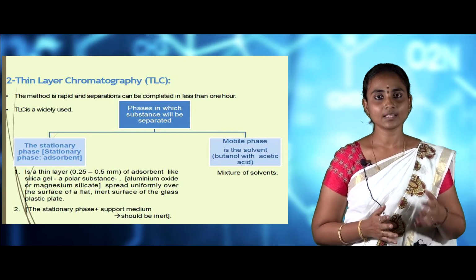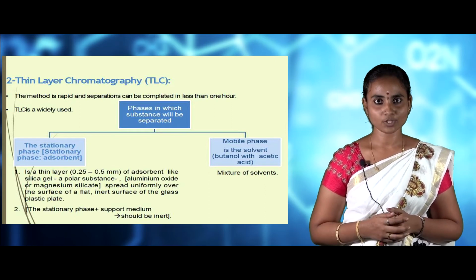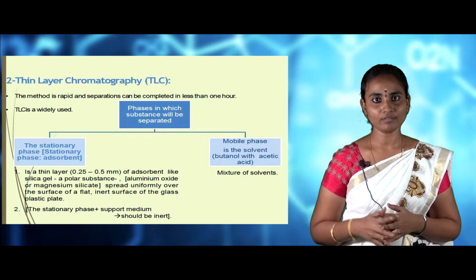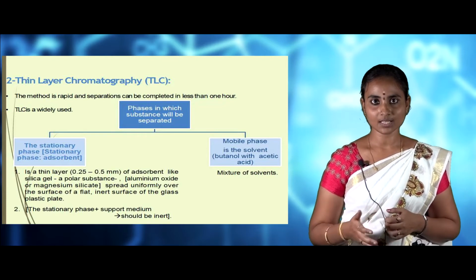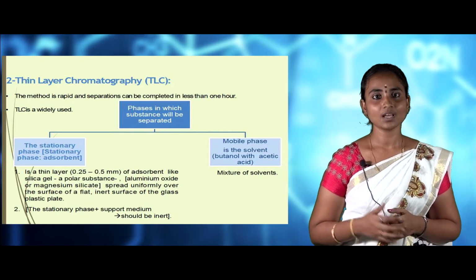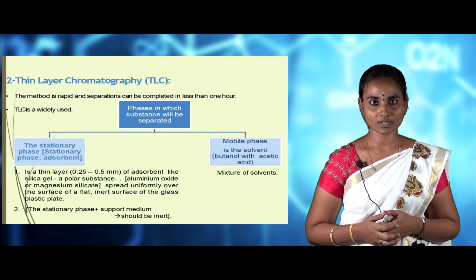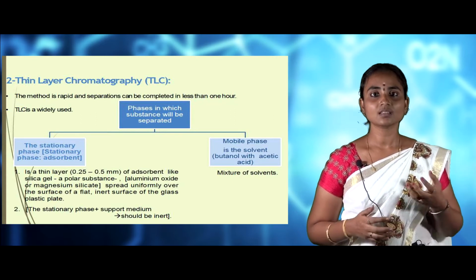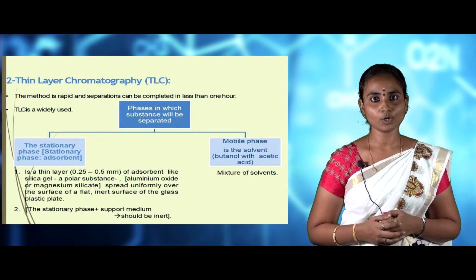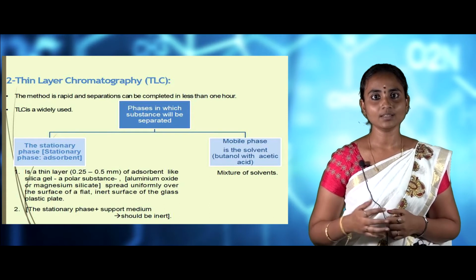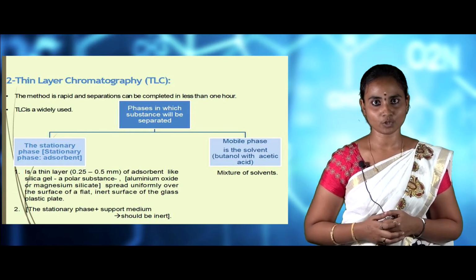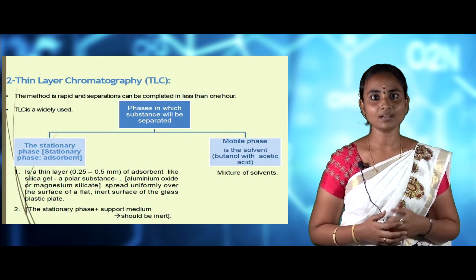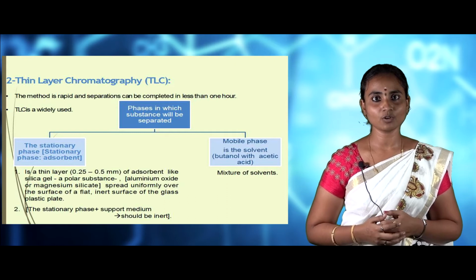The stationary phase in thin layer chromatography should be a strong adsorbent, forming a 0.25 to 0.5 mm thick adsorbent layer like silica gel, which is used as a polar substance, and also aluminum oxide, and sometimes magnesium silicate can be used as a stationary phase. This stationary phase should be adsorbed onto an inert support medium. So the stationary phase plus support medium forms the complete layer of inert material for the separation of different compounds.